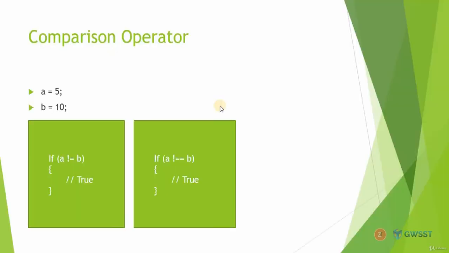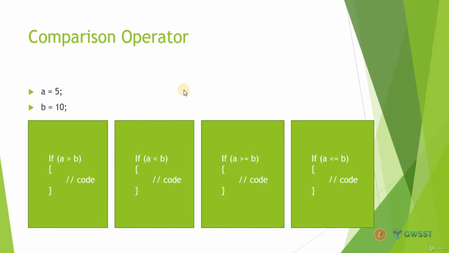In the same comparison operators, we have whether it is not equal to a specific value. For example, we have a is equal to 5 and b is equal to 10. And if I say here that if a is not equal to b, that's going to be true because here a is not equal to b. And if you're using the strict comparison, then you'll be using a double equal to sign with an exclamation mark. So that is also going to be true. There are some other comparison operators. For example, we check whether a is greater than b, whether a is lesser than b, a is greater than or equal to b, whether it is lesser than or equal to b.